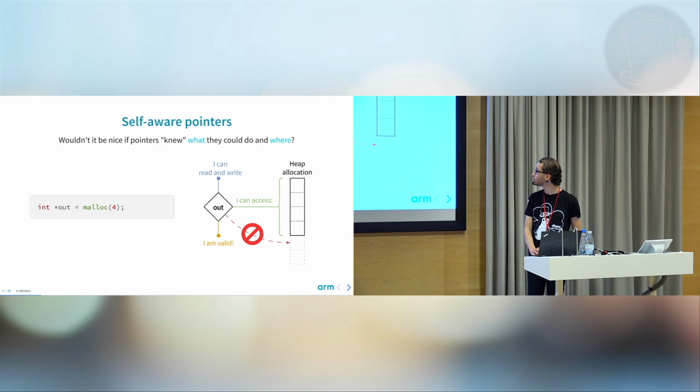So I don't know if you can see my pointer. Yeah, exactly. So it would be nice to kind of know what the bounds are, so what the pointers can actually do, where. Also permissions, so can you read and write for a heap allocation? And whether it's valid, whether it's actually a pointer at all. So if we had that, then trying to access the previous access would just have been prevented right away.